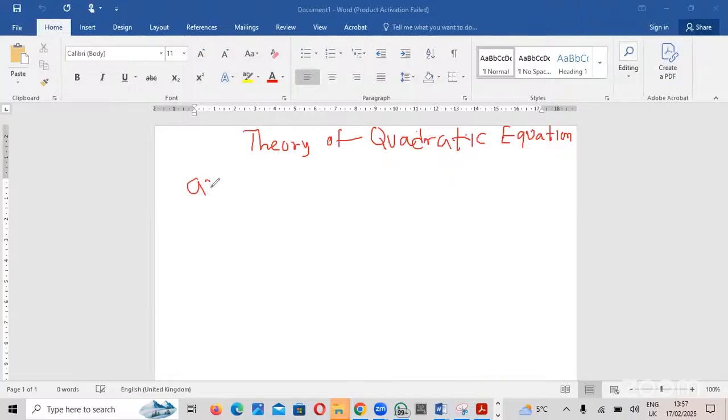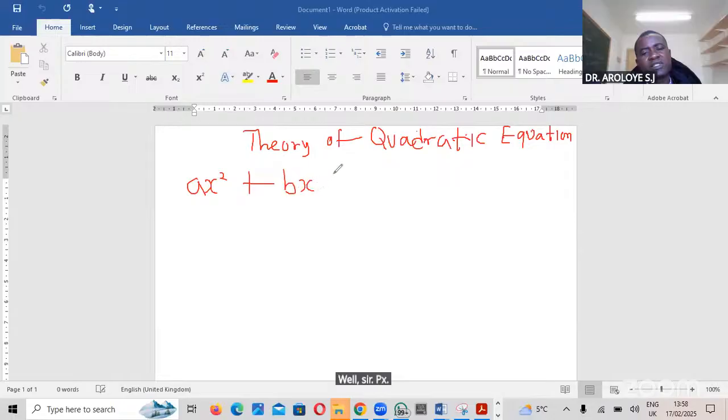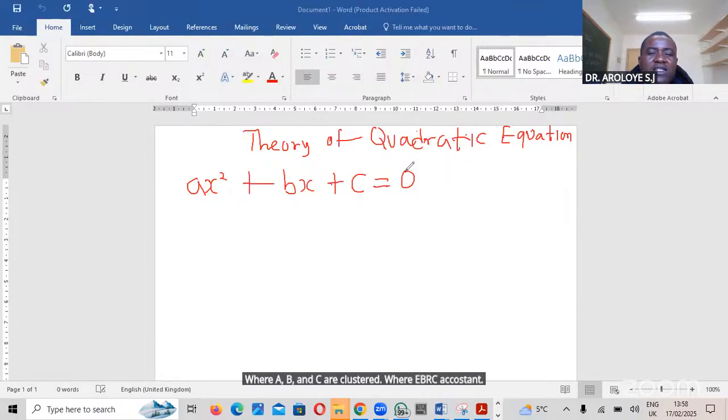ax squared plus bx plus c is equal to 0, where a, b, and c are constants. So this is a general expression for a quadratic equation.